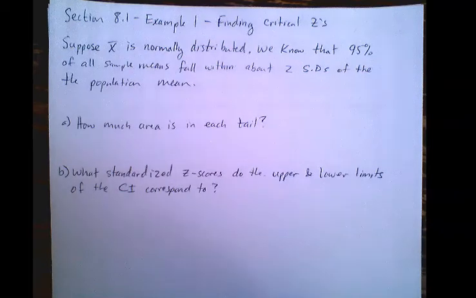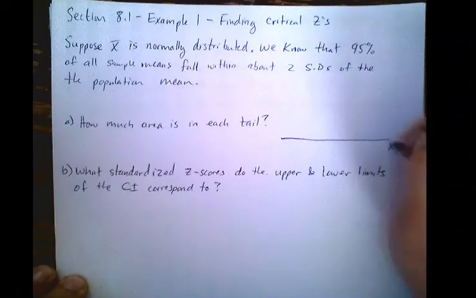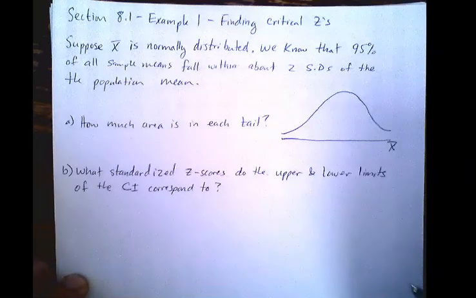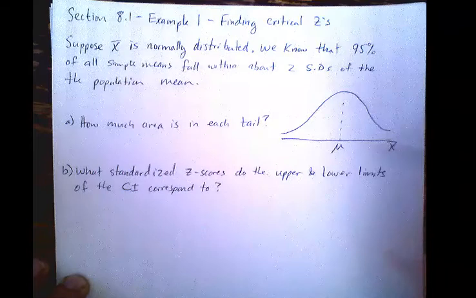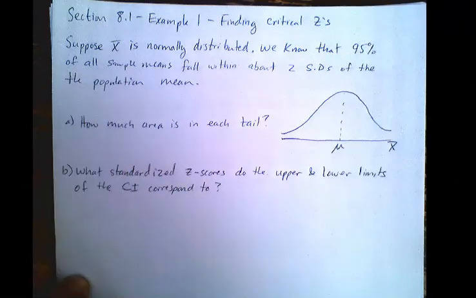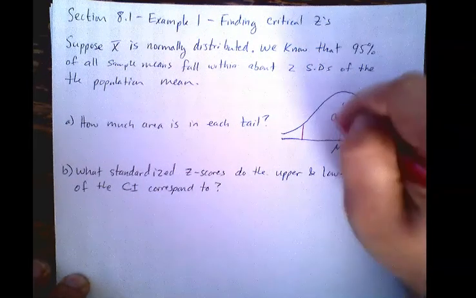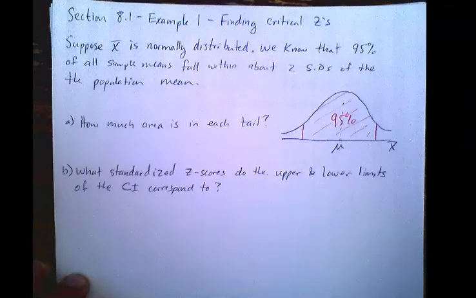Okay. Suppose x bar is normally distributed. We know that 95% of all sample means fall within about 2 standard deviations of the population mean. That comes from the empirical rule. So we know if the x bar distribution is normal, here's our mean, which is mu, right? We know that about 95% of all the data fall within 2 standard deviations of the mean.